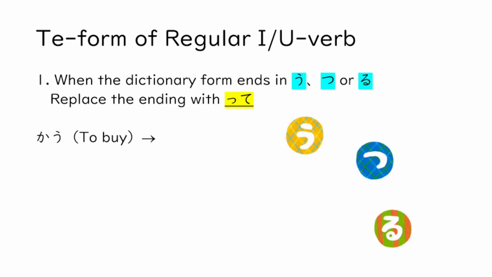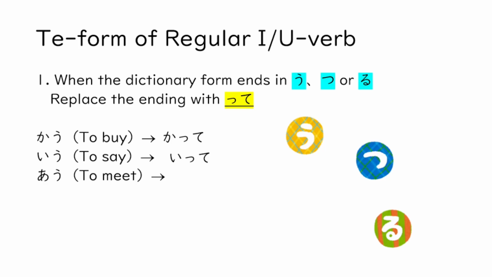買う means to buy, and it ends in u, so its te form is 買って. 言う means to say, and it also ends in u, so its te form is 言って. 会う means to meet, and its te form is 会って. 待つ means to wait, and it ends in tsu, so its te form is 待って.